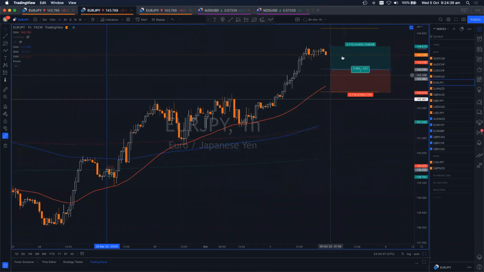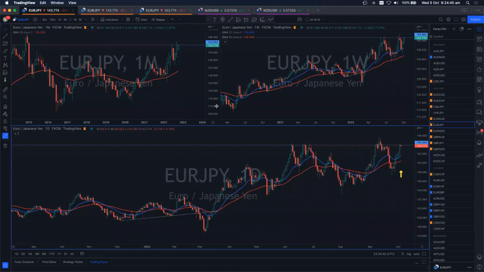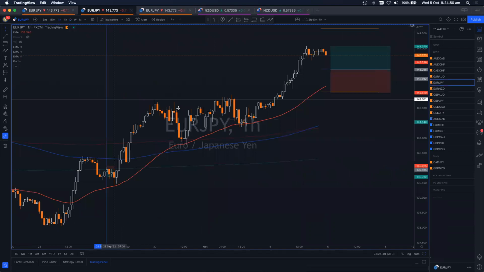So pip snatcher again, a 1-to-1 with the pivot. As I said, we've got a pretty strong level here. If you copy this level across from here, just copy and paste. Hit it perfectly. So we've already hit that level.